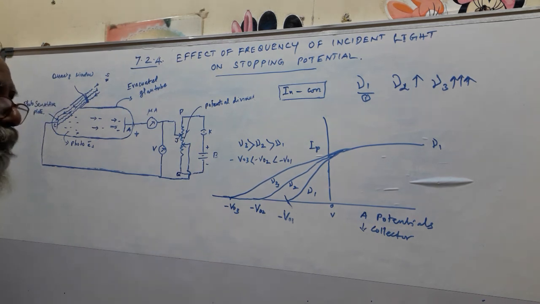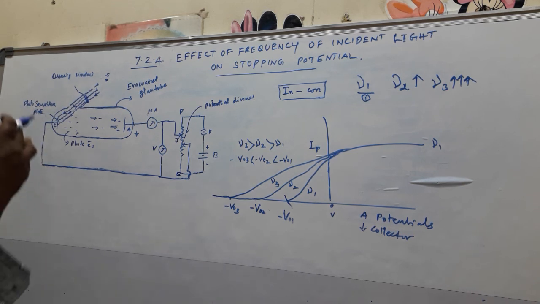From this graph, we conclude that the stopping potential varies only because the incident ray frequency is modified, and the corresponding output emission of electron energy also increases, so the stopping potential will be modified in accordance with the frequency. That's a very important concept.